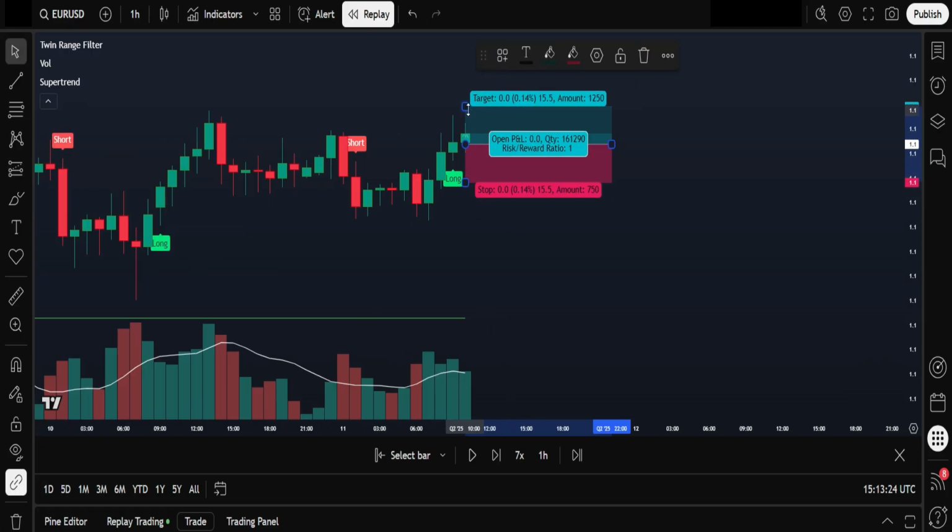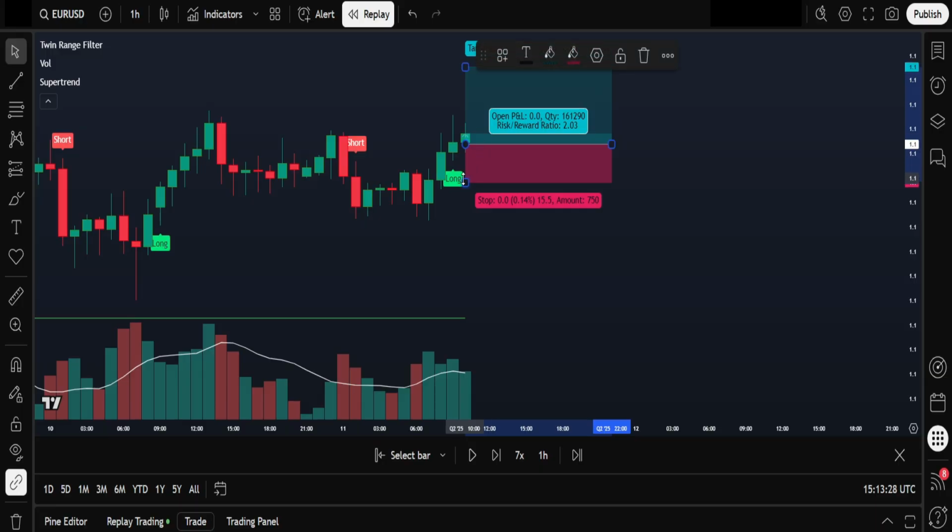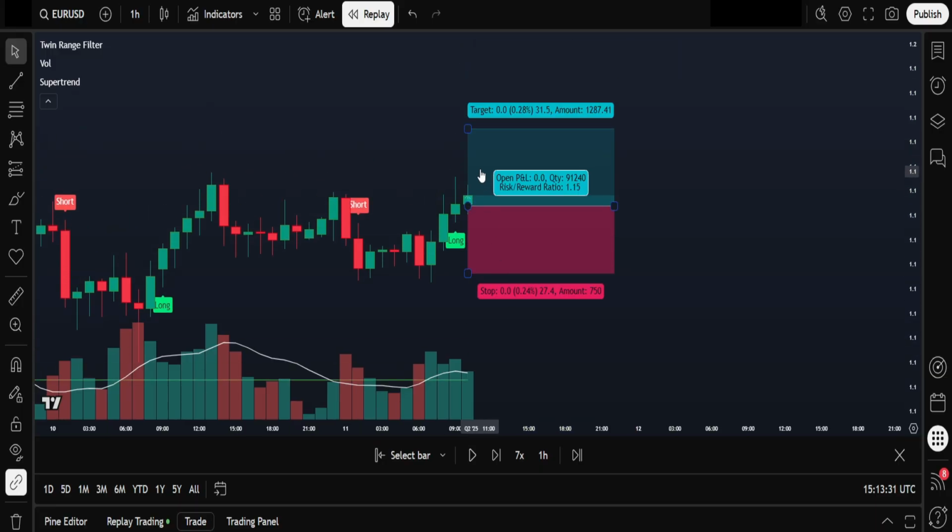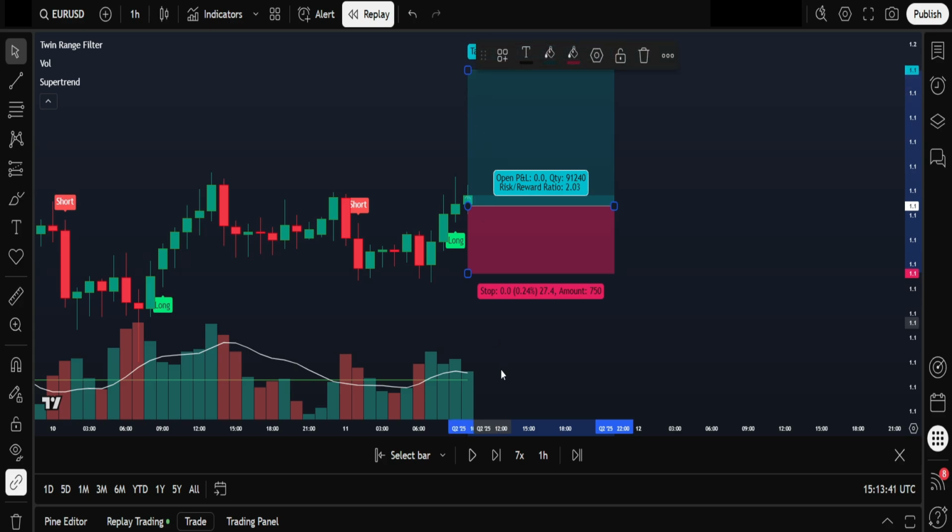We set the stop below the most recent swing low. Use a clear pivot, not a tiny wick, so normal noise does not stop you out. We set the profit target at 2 times of risk.